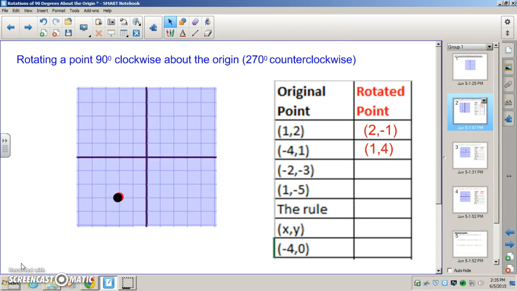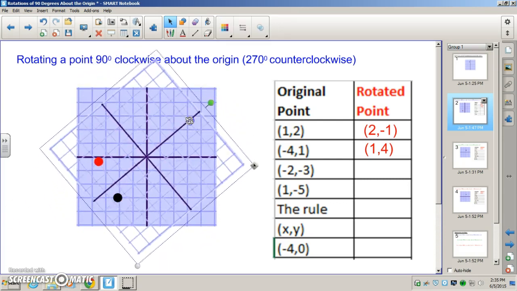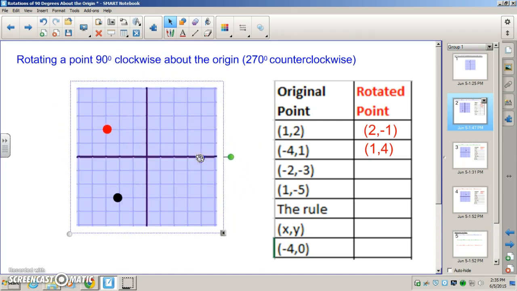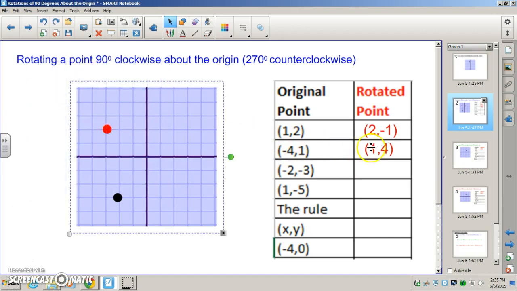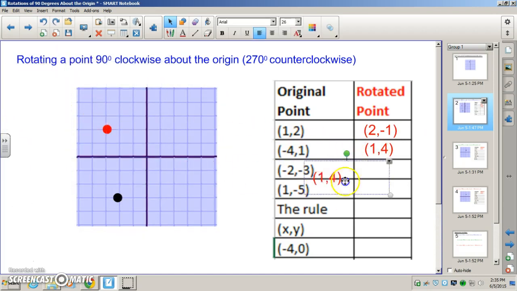The next point I plotted is -2, -3, so that's in the lower left corner. As I rotate it, it rotates up above the ground and lands in the top left corner. Let's put that point in here, and that point looks to be -3, 2. We're going to do one more.